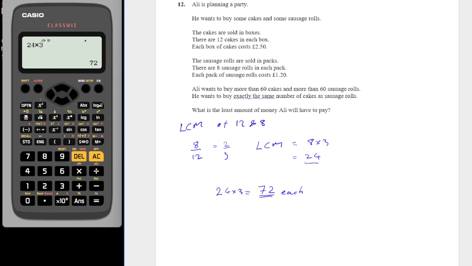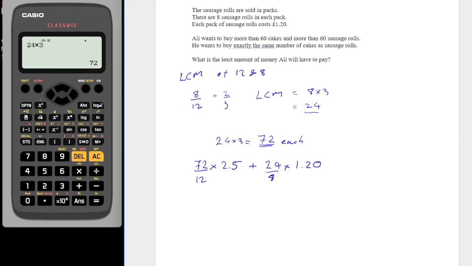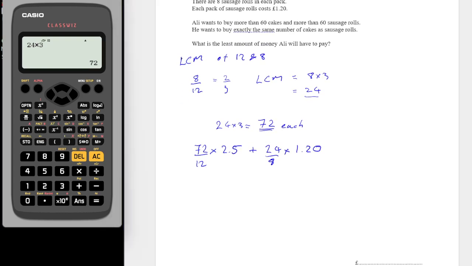So to buy 72 cakes, we would need to do 72 divided by 12. That will tell us the number of packets, and then times that by £2.50. And to that, we need to add the price for the sausage rolls. And again, that's going to be 24 divided by 8 times by £1.20. And again, you can do those sums separately. I'm going to do them with one though.